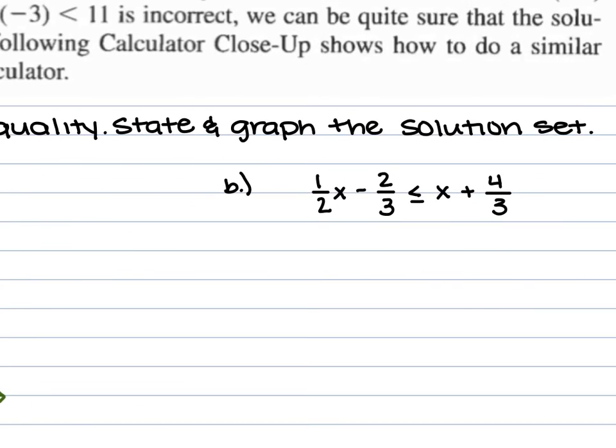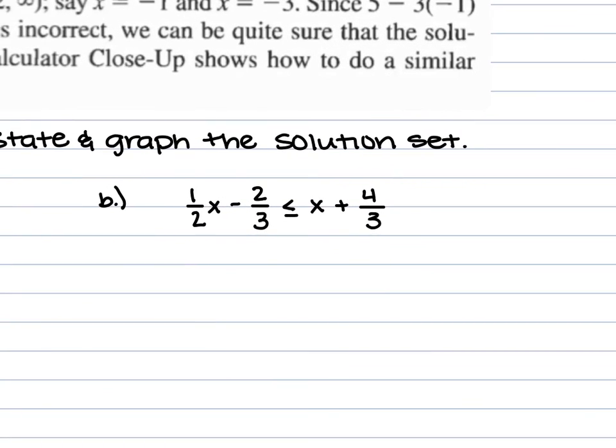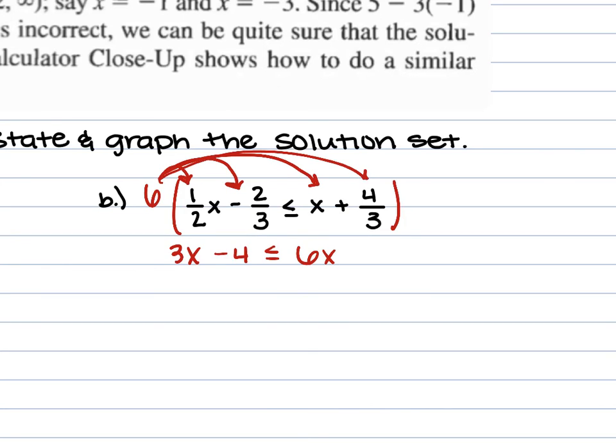For example B, we have 1/2 x minus 2/3 is less than or equal to x plus 4/3. So I want to get rid of my fractions and multiply this entire inequality by the least common denominator, which is 6. So I'm going to distribute this in, multiply the 6 by 1/2 x, that's 3x. 6 times negative 2 over 3 becomes, the 3 would become a 1, the 6 would become a 2, so 2 times negative 2 is negative 4, is less than or equal to 6 times x is 6x, and 6 times 4/3, that 3 would become a 1, 6 becomes a 2, 2 times 4 is 8.